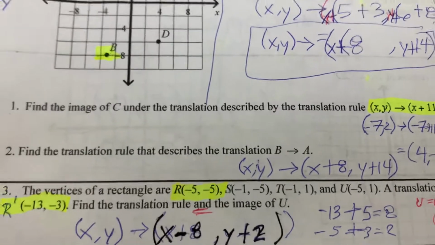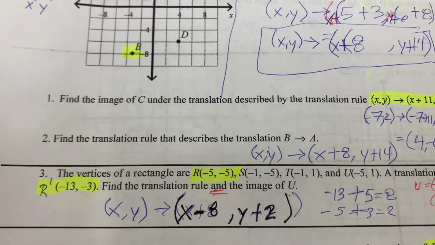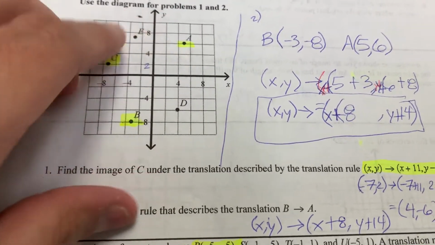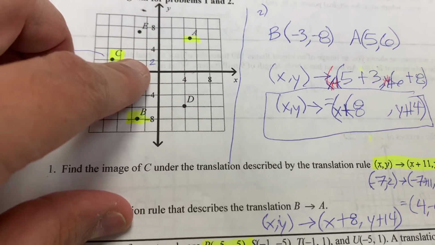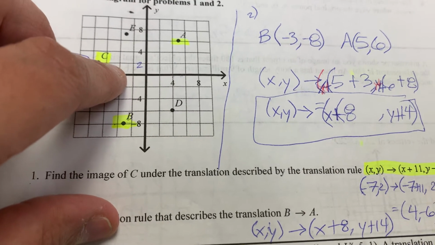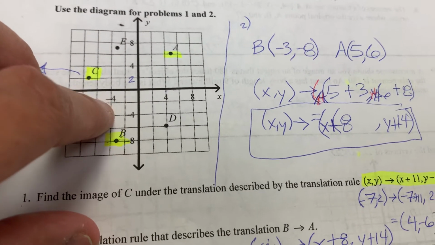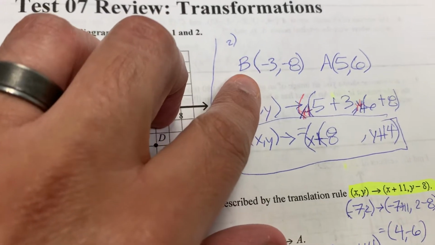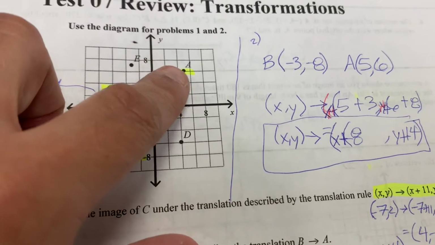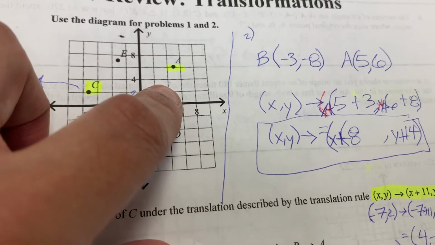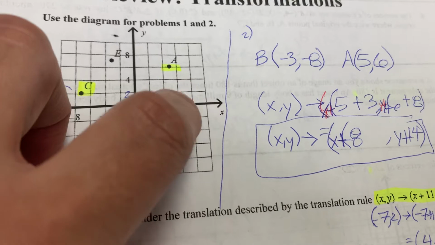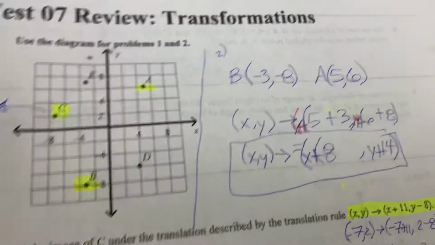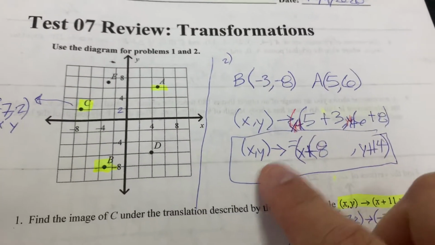Number 2, find the translation rule that describes the translation from B, which is over here, to A. So for B over here, you're talking about -2, and then a little more, that's going to be -3 for x, then you're going to go down -2, -4, -6, this is going to be -8. So this is going to be the point -3, -8. A is going to be, you're going to go over 2, 4, a little more, so that's going to be 5 for x, and then you're going to go up 2, 4, and then 6, so that point is 5, 6.